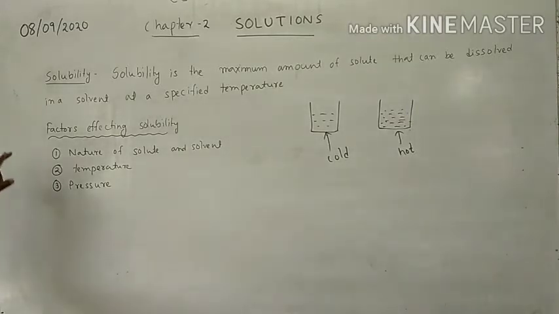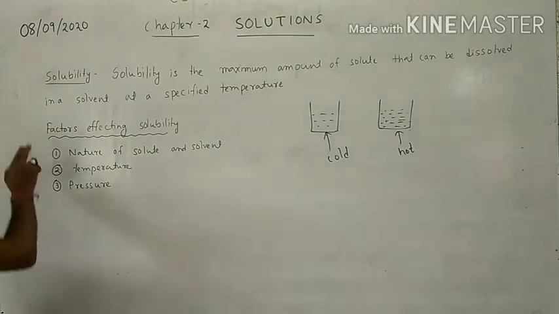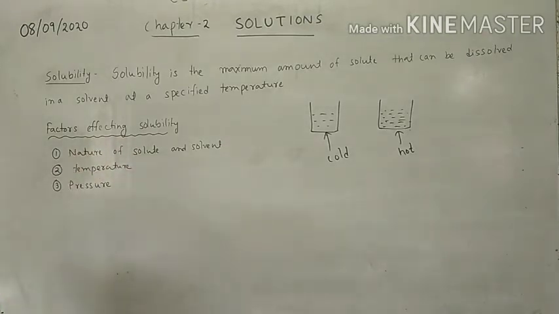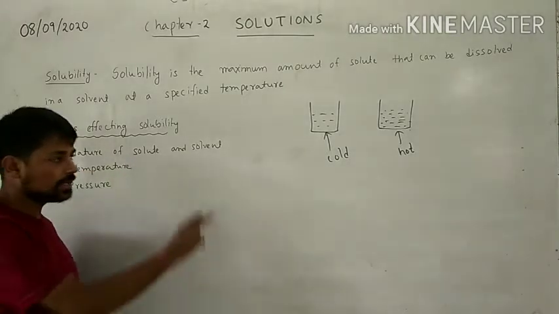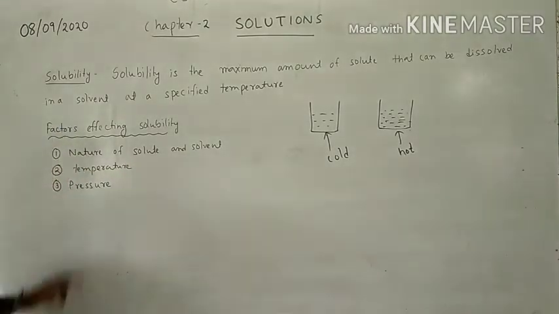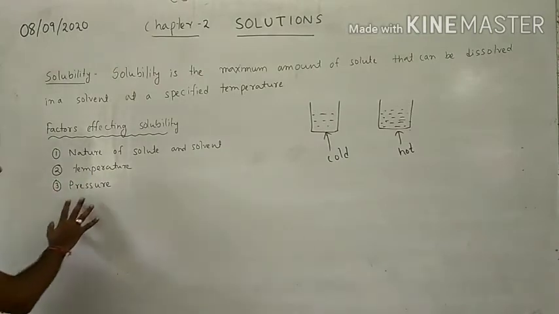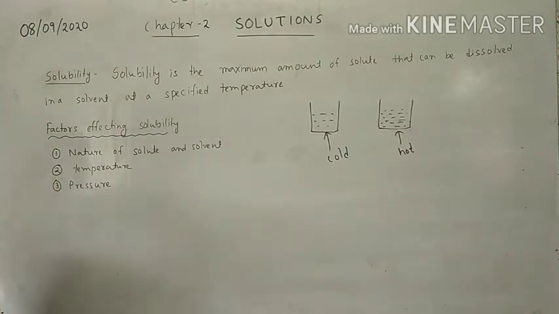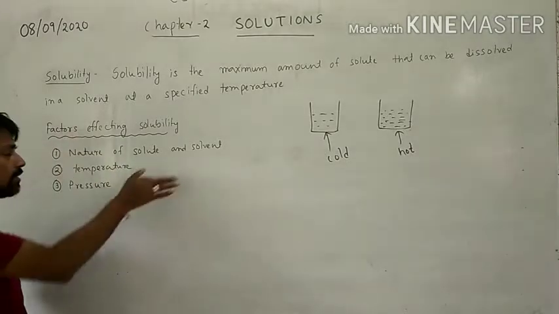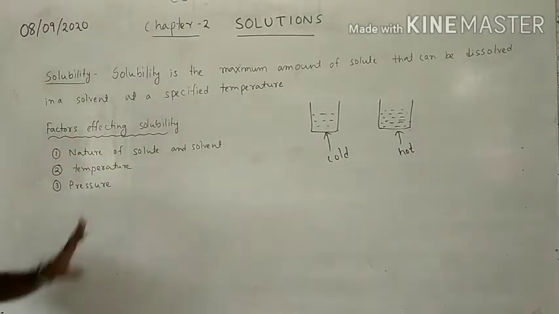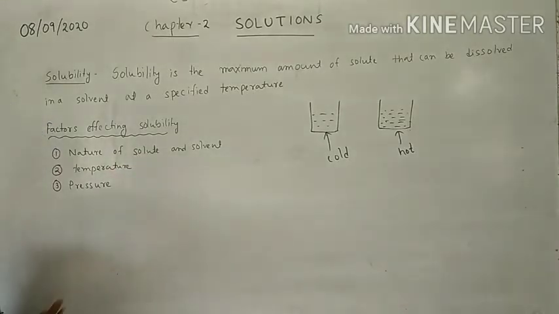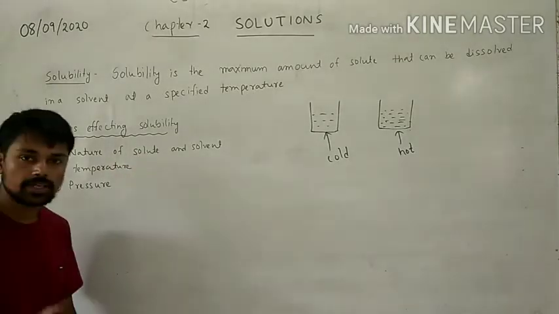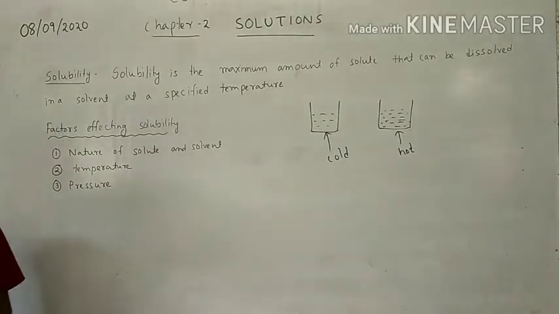There are some other factors which affect the solubility of solute in solvent. These are nature of solute and nature of solvent. The second one is temperature. The third one is pressure. These factors affect the solubility of solute in solvent. In this video, we will discuss two types of solutions.